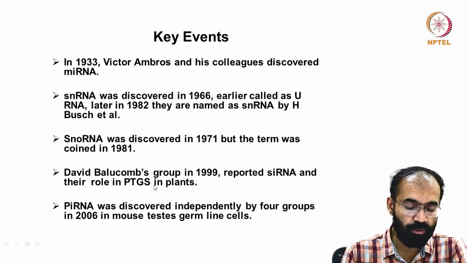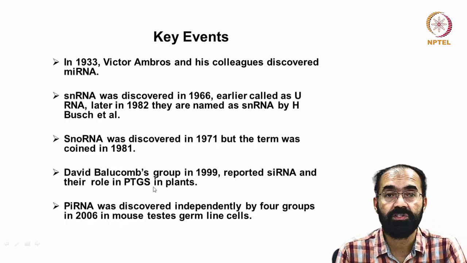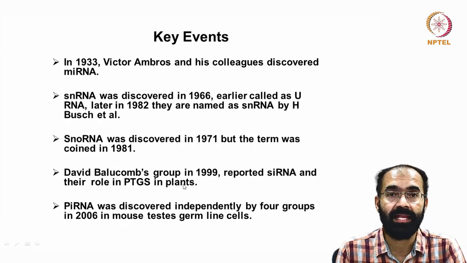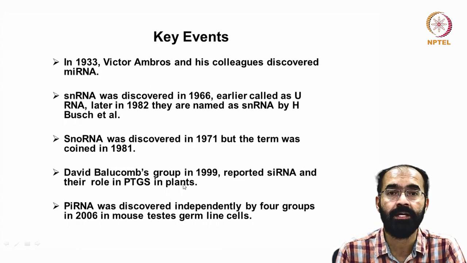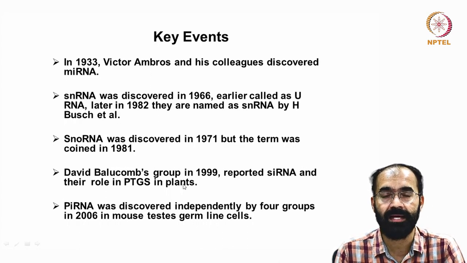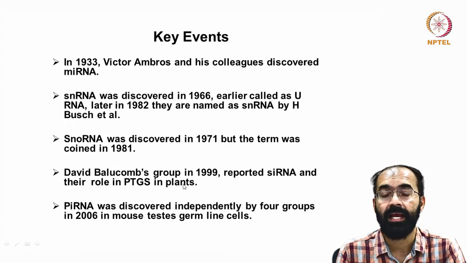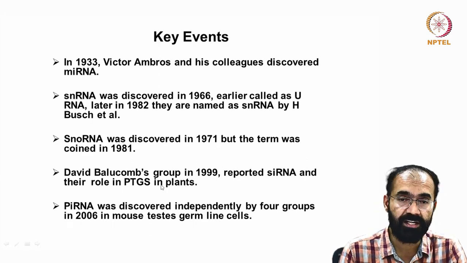And David Baulcombe's group in 1999 reported siRNA and their role in post-transcriptional gene silencing in plants. That means genes can be silenced even after the transcription of an RNA. Normally, when you say gene expression, it is the production of an mRNA from the gene, and then it undergoes translation. But post-transcriptional gene silencing means a gene is transcribed from the DNA, but it is not allowed to express into protein. So that is PTGS.